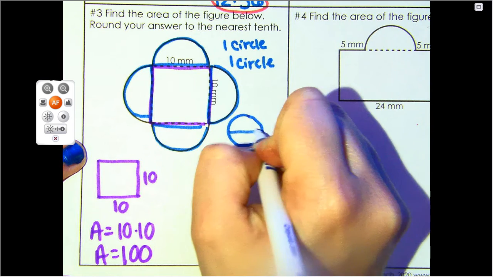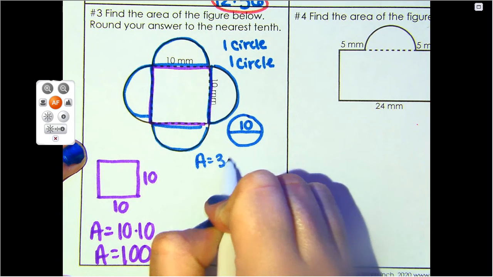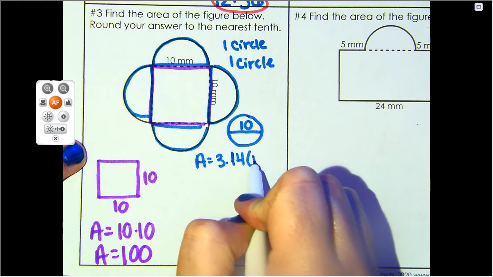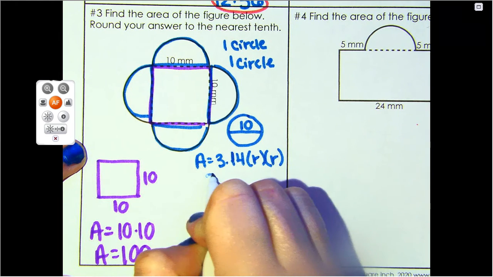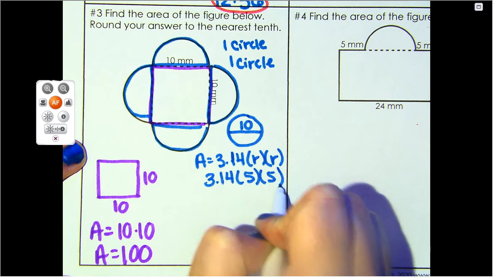Okay, and then I know that the half circles are going to make a full circle. I know that the diameter was 10. I'm going to be careful because my area formula calls for radius. So 3.14 times r times r. My radius would be 5 because that's half of 10.